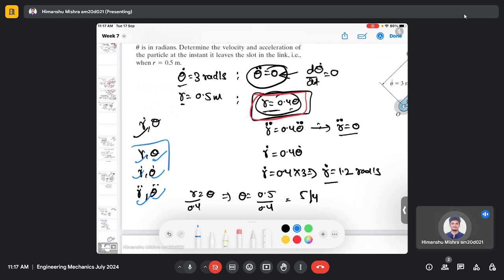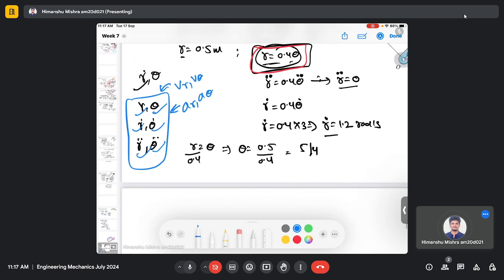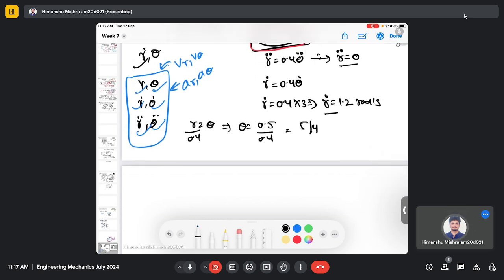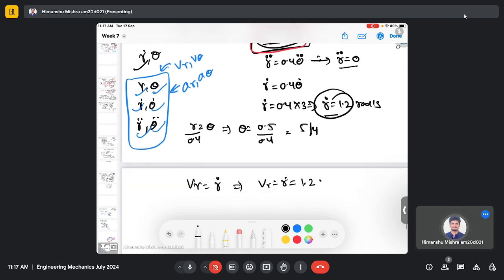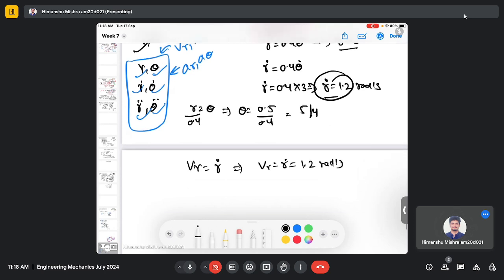So we found these 6 quantities, and we know that my velocity components v r and v theta and acceleration components a r and a theta are entirely made from these 6 quantities, which we already figured out. So we can easily find the magnitude of velocity and acceleration. My velocity v r will be r dot, which is 1.2 per second. And my v theta equals r theta dot.